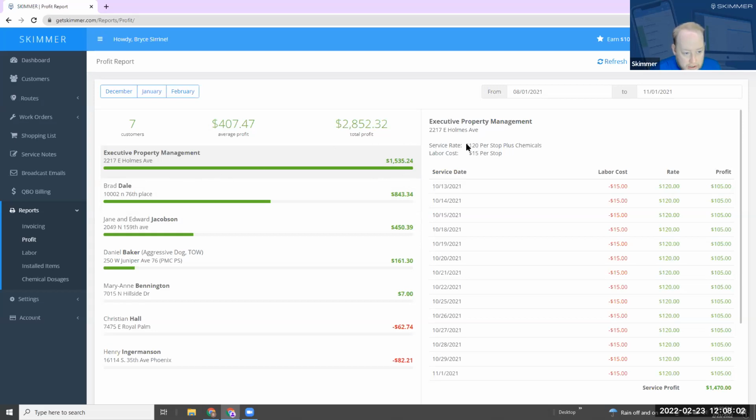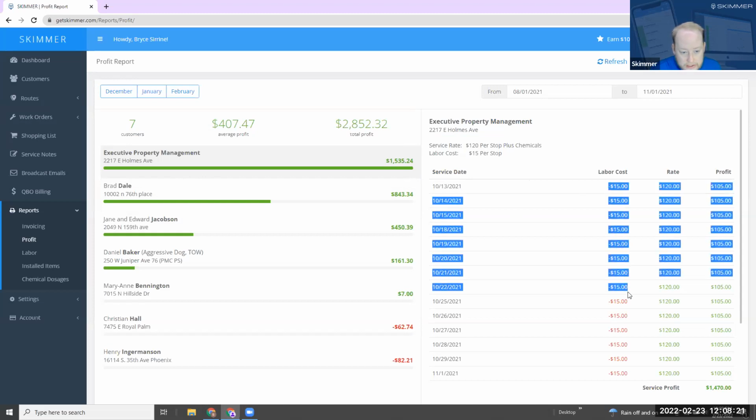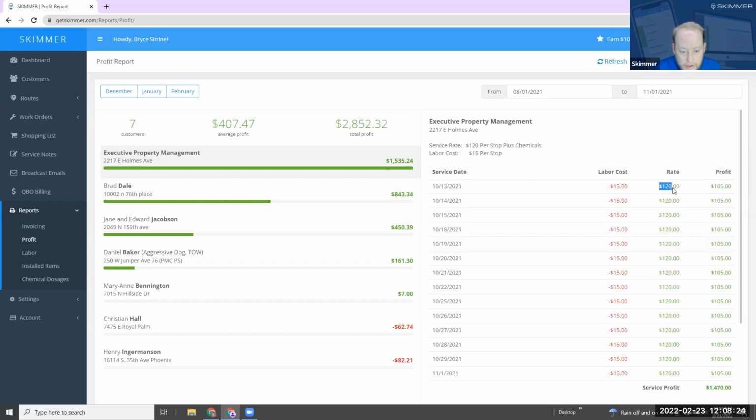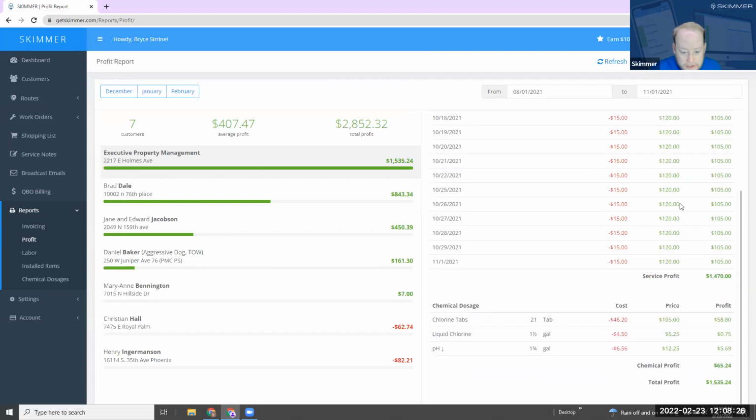It shows all of this information, the service rate. This one says $120 per stop plus chemicals, and the labor cost is $15 per stop. So this isn't a great example of realistic information probably, but we can still see how the report works. You can see every time that the pool is serviced, what it costs, what you're charging, and what the profit is. If we scroll down to the bottom, you'll see exactly how many chemicals you used, what they cost you, and what you sold them for.